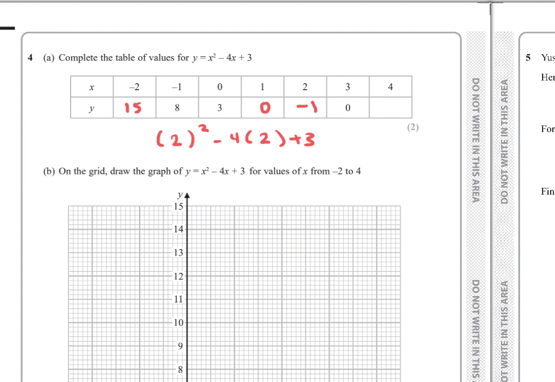Now put x equal 4, so 4 squared minus 4 times 4, 0 plus 3 equals 3, so 3.